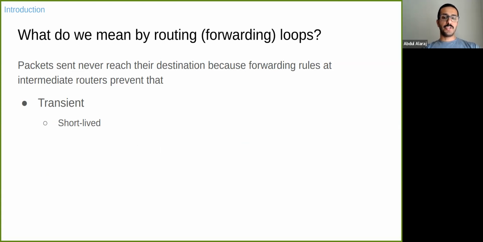In terms of the persistence of routing loops, there are two main types. First, the transient ones. They typically happen during routing protocols convergence and resolve automatically. The second type is the persistent routing loops, which are typically caused by inconsistency, misconfiguration, or errors in routing protocol implementations. And these persist over a long period of time, usually until a manual fix is introduced. In our study and in this talk, we are focused on the persistent routing loops on the Internet.